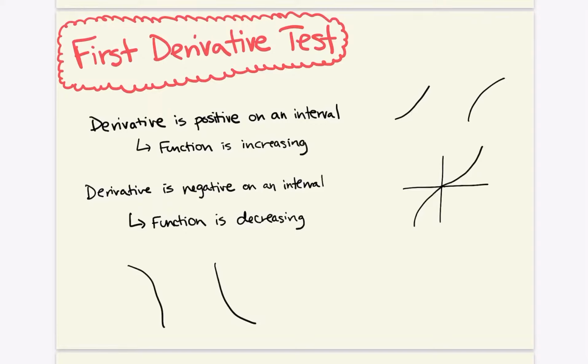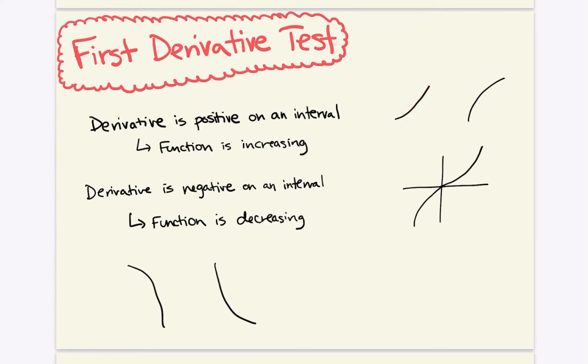So the first thing to think about is that the derivative being positive on an interval means that the function is increasing. Okay, so the function either looks like this or like this. And if you think about it, tangent lines along this point will have positive slope, right? So if you have a positive slope on your tangent line, that means that your derivative is positive. And that means that the function must be increasing, right?